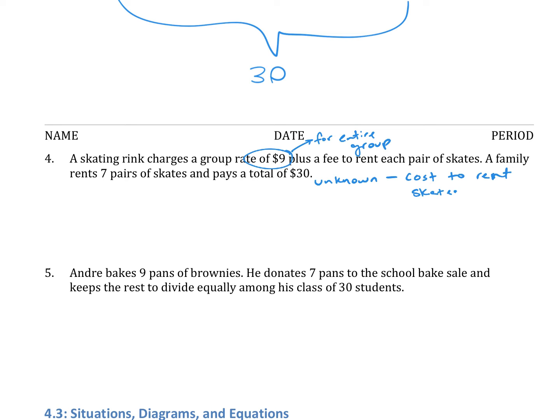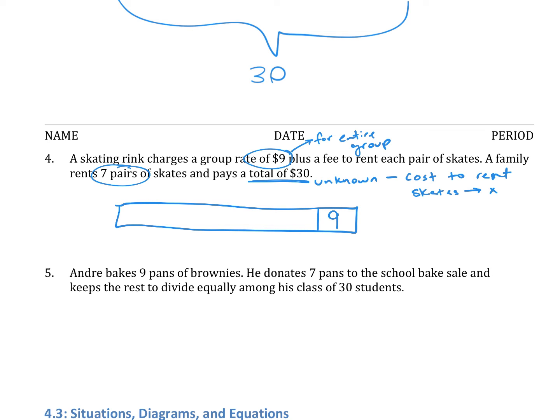And again, I'm going to stick with X just because that's what we've been doing. It says they rent 7 pairs of skates, so I'm going to have 7 of those boxes of my unknown. And then again, I have my total of 30. So I'm going to draw my box. First box has a 9 in it. The rest have X. And that's a total of 30.